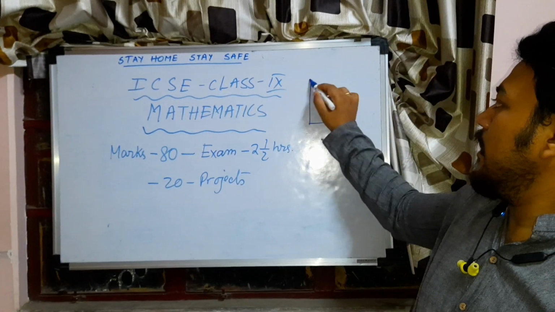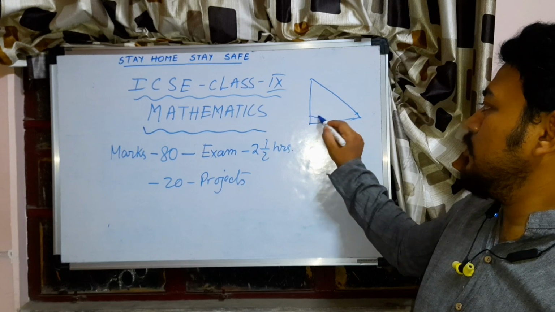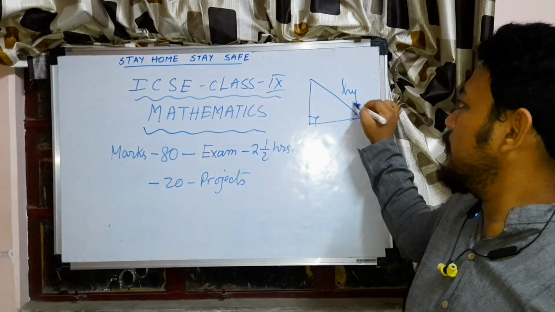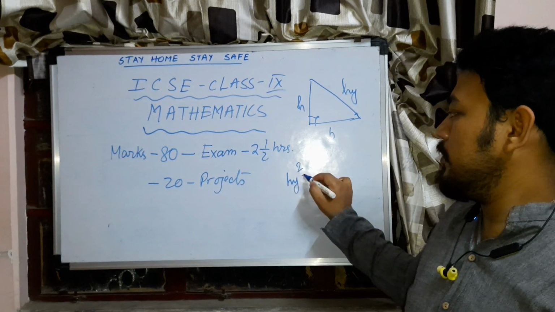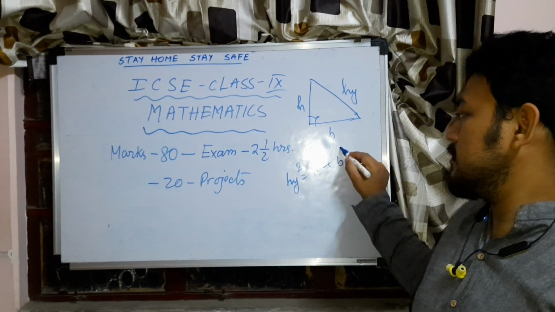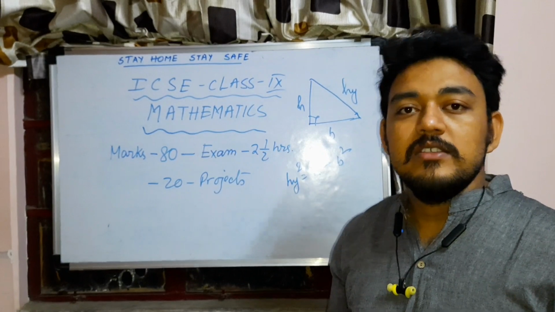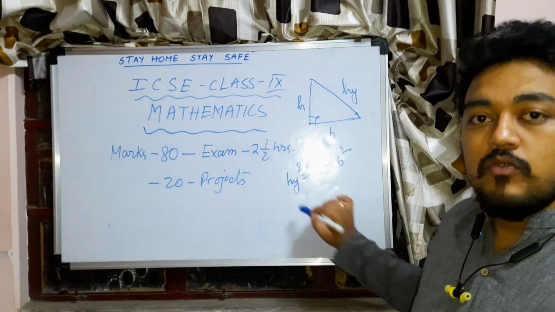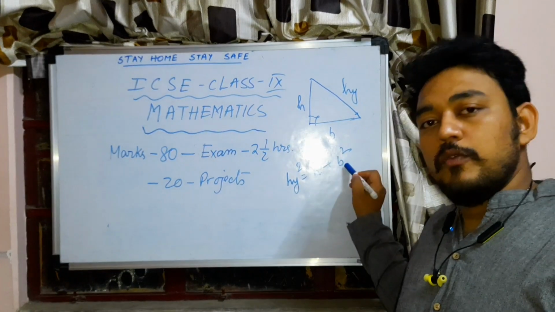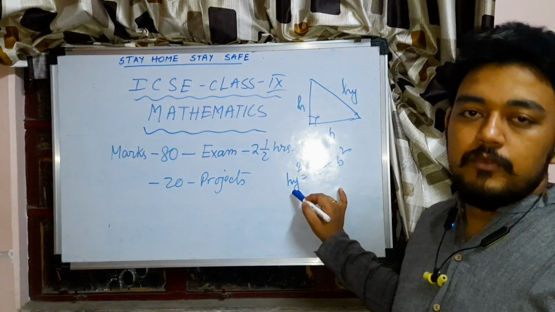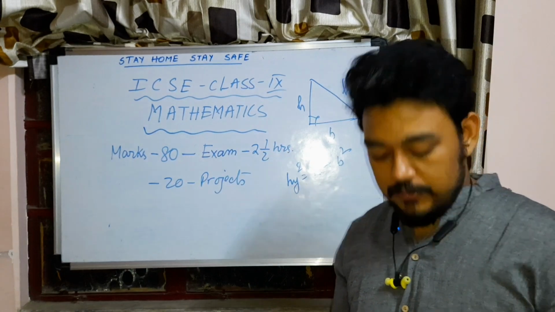So this is the triangle, a right angle triangle, you know, this will be 90 degrees, where this is the hypotenuse, this is the height, and this is the base. The Pythagoras theorem tells you hypotenuse squared equals height squared plus base squared, and all the sums are related and revolve around only this formula. Either they will give you the hypotenuse and the height and you have to find the base, or these two and you have to find this. So it is a very easy chapter.